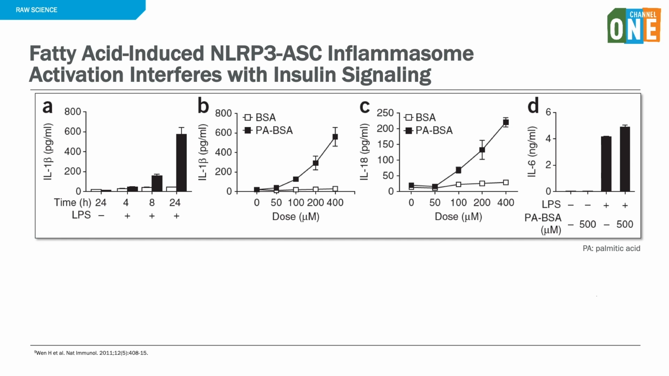And they found that the more palmitic acid we give, the more interleukin-1 beta we produce. And the same was true for IL-18. So as you can see here, there is a dose-dependent increase in interleukin-1 beta and interleukin-18, suggesting that palmitic acid, a saturated fat, can activate inflammation.